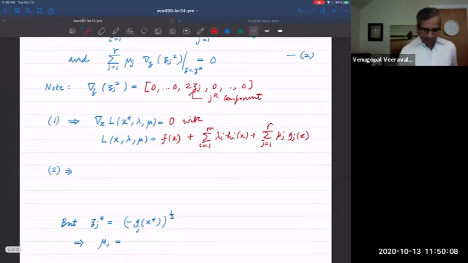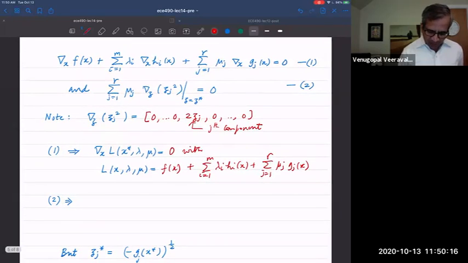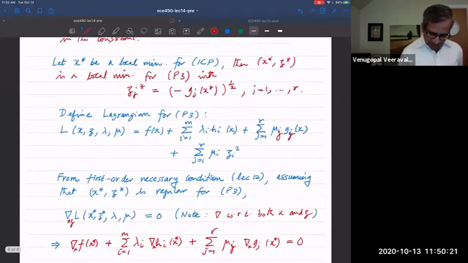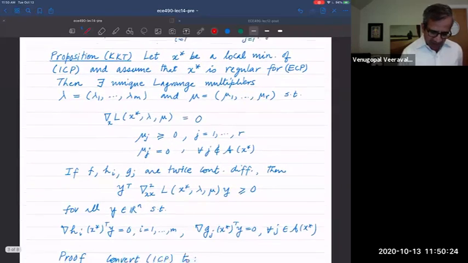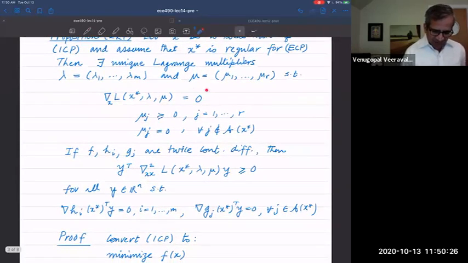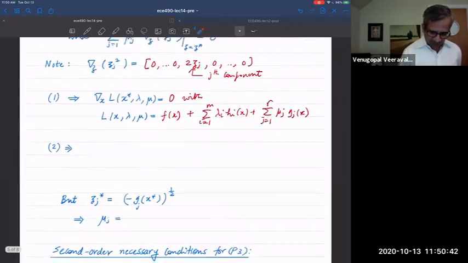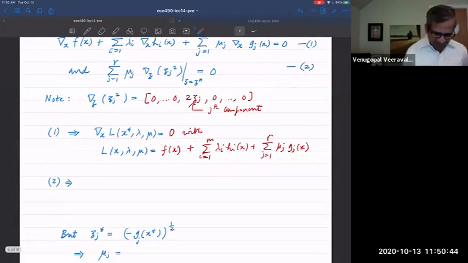Equation 2 tells us, so basically from this we already have one part of the KKT theorem. This part we've already shown. Now we have to look at the rest of it. This is what we need to establish now, and then we'll talk about the second order condition. So we actually get that from 2.